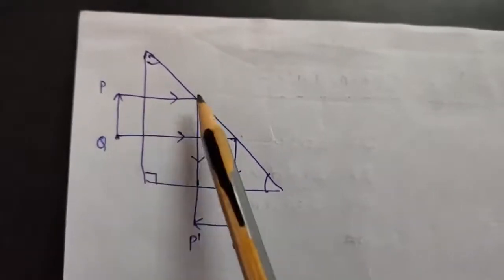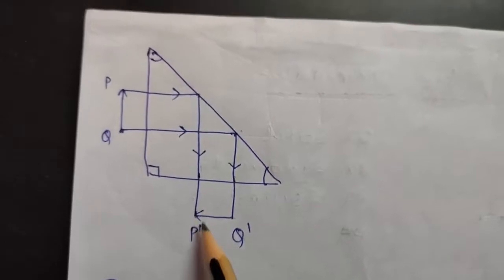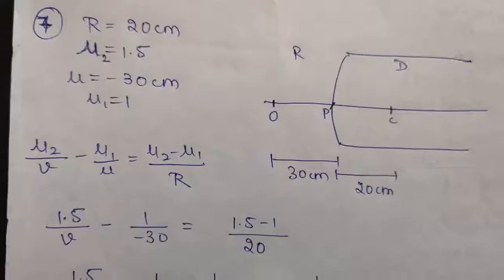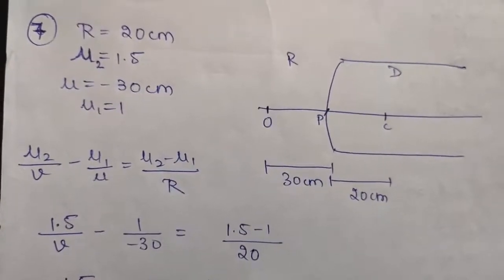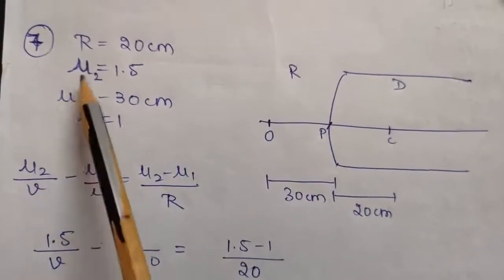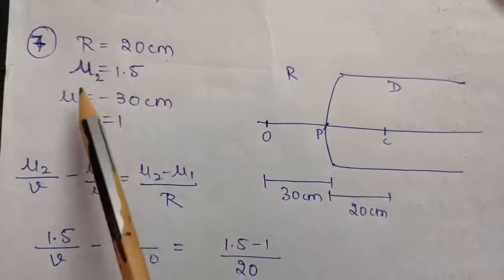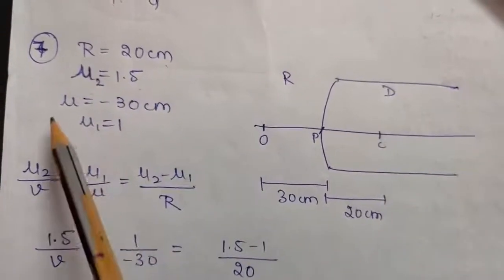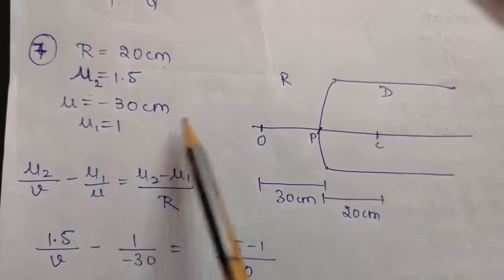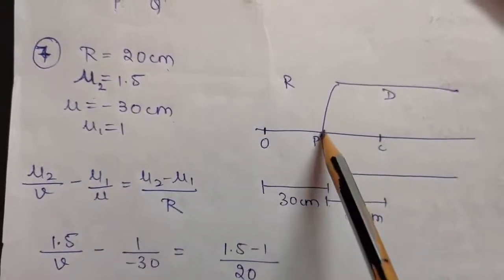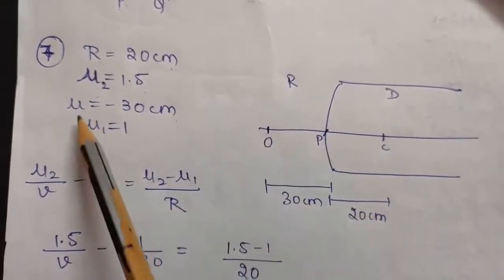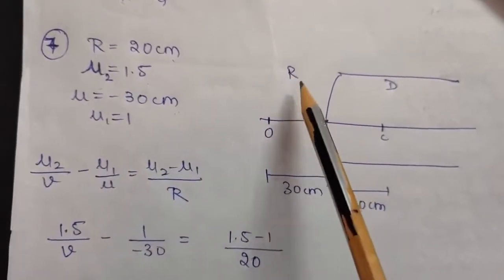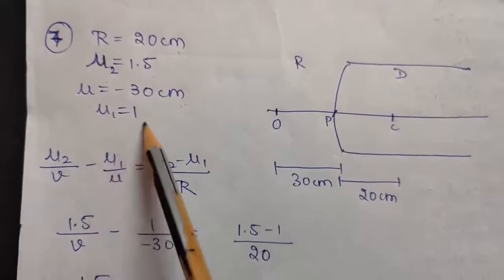See, because this ray is coming like this, so this is the point P, that is P dash Q dash. In question number 7, you are given a convex refracting surface of radius of curvature 20 centimeter. Mu2 is given to be 1.5, and the object is placed at 30 centimeter in front of this convex surface, that is U is minus 30 centimeters, and because the rarer medium is air, we can say mu1 is 1.